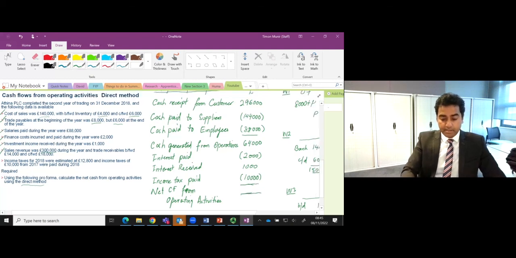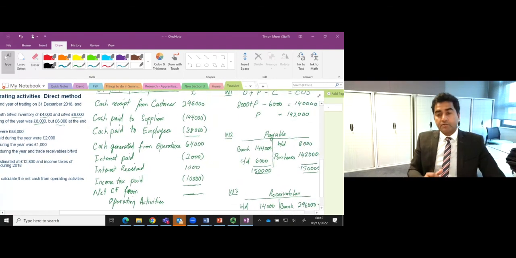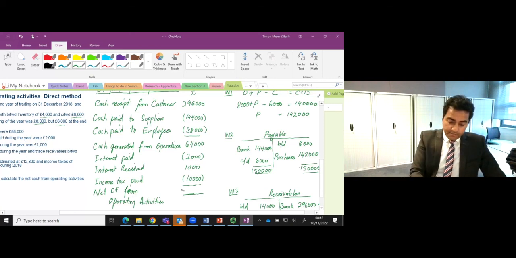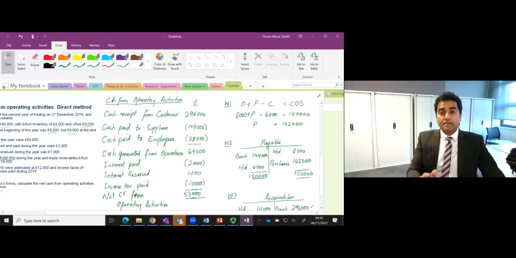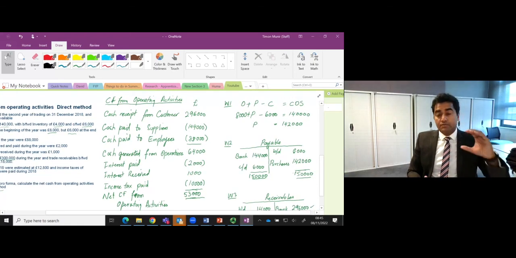And lastly, I'll calculate the net cash flow from operating activities, which is 64,000, take away 2,000, plus 1,000, take away 10,000, is 53,000. So this is the cash from operating activities in the cash flow statement, which is the top part of the cash flow statement using the direct method.